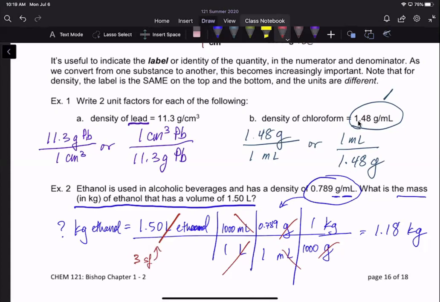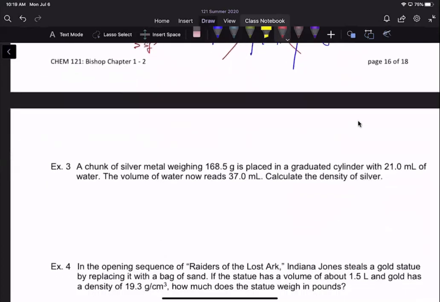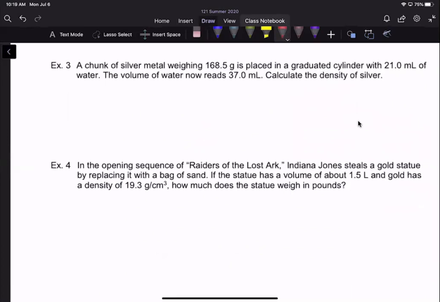Okay, using density as a conversion factor. All right, here are a couple more problems. So take a minute to get these started, and then hit play if you get stuck.